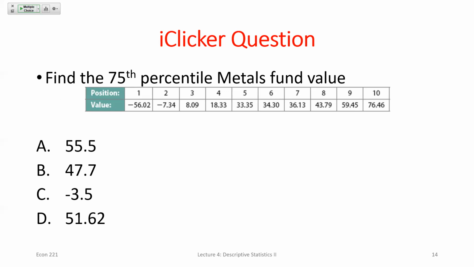The value that should get multiplied by the higher weight is the value in the position that I'm closer to. We already said I'm closer to the value in the 8th position. So this 43.79 is what should be getting multiplied by that higher weight, because I know that I'm closer to that value. And the value that I'm further from is the value in the 9th position, 59.45. So that 59.45 will get multiplied by the smaller weight.